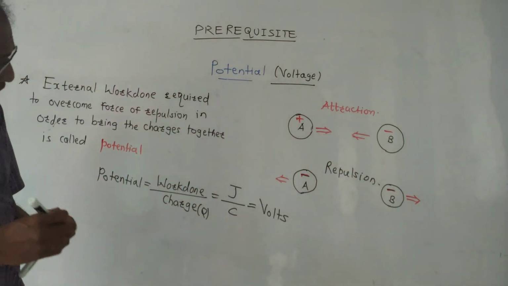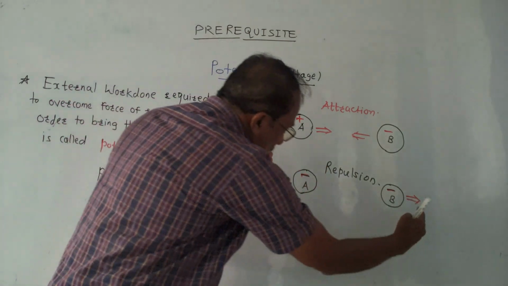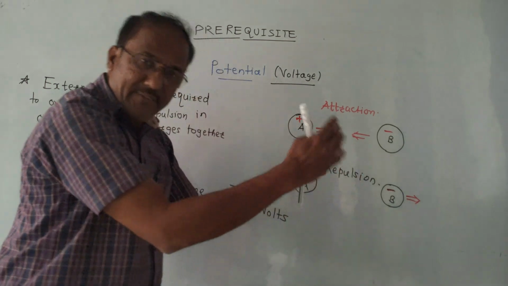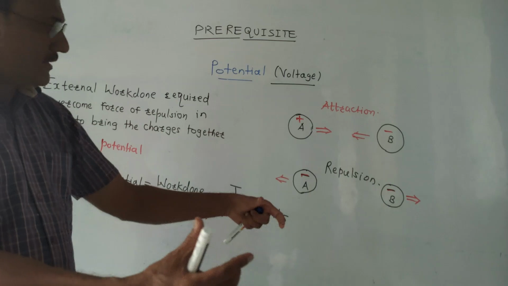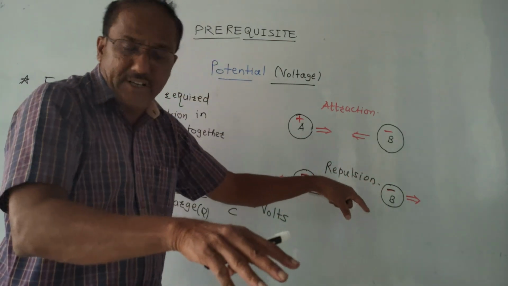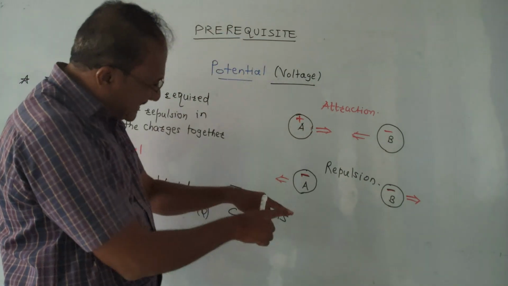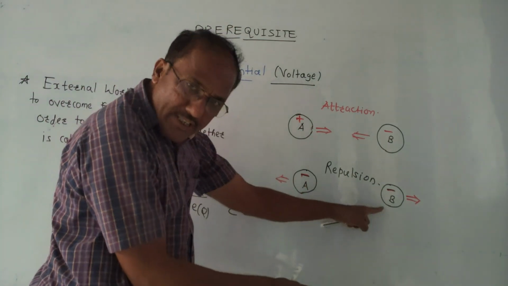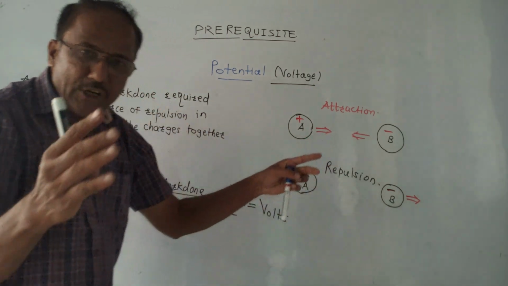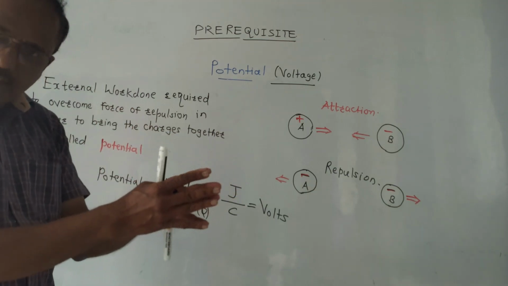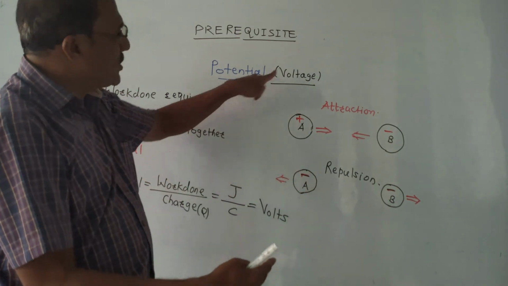Now, if you want to overcome this force of repulsion, that means if you want to bring these two charges together, even if they have the same polarity, then a certain external work done is required. How to define this external work done is called potential or voltage. What is the basic thing? I am considering two charges which have the same polarity, so there is a force of repulsion. I need to bring these two charges together, so I need to apply some external work done. This is called potential or voltage.